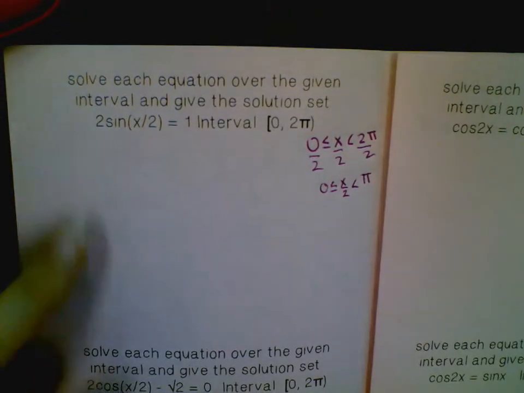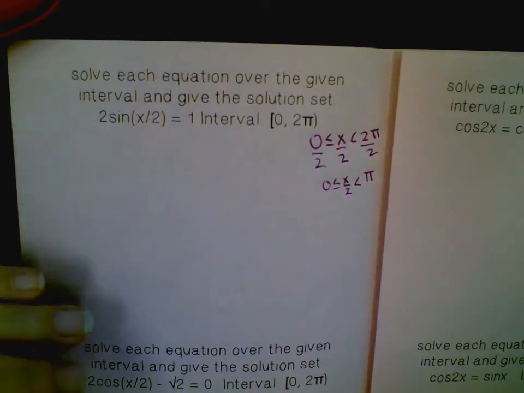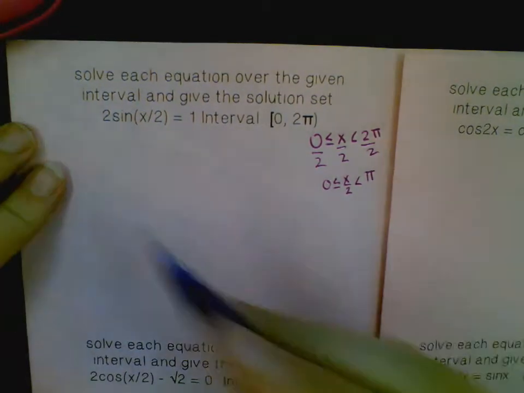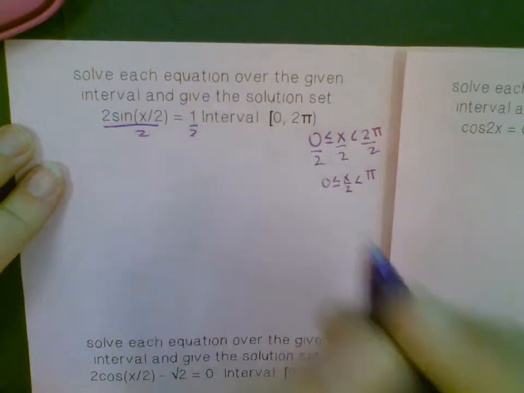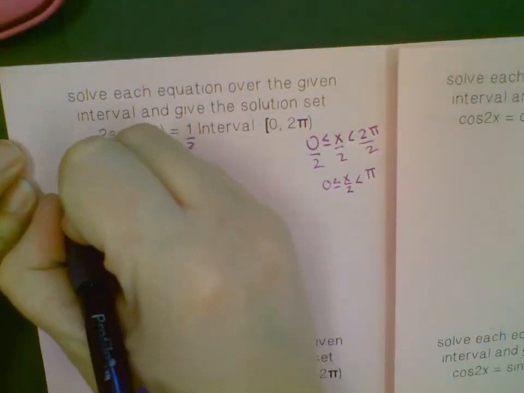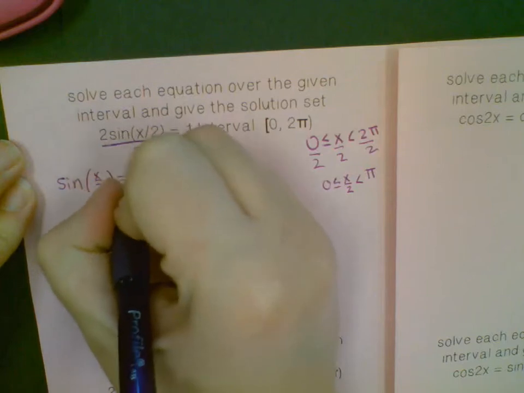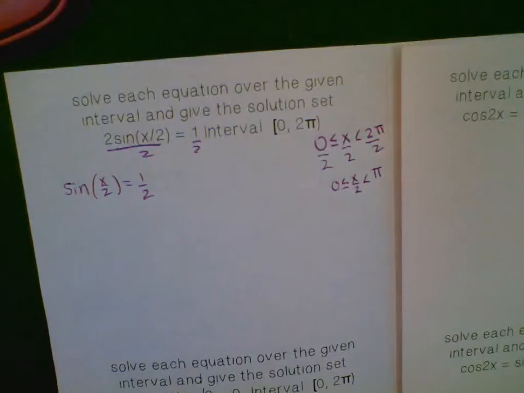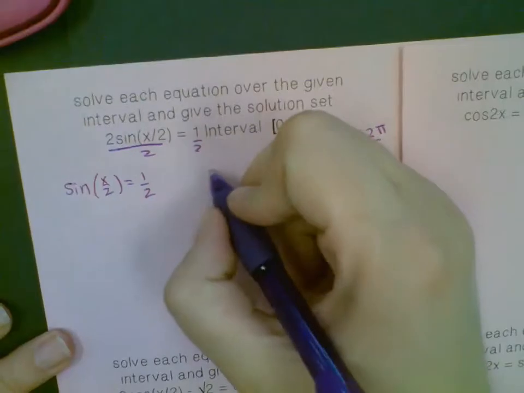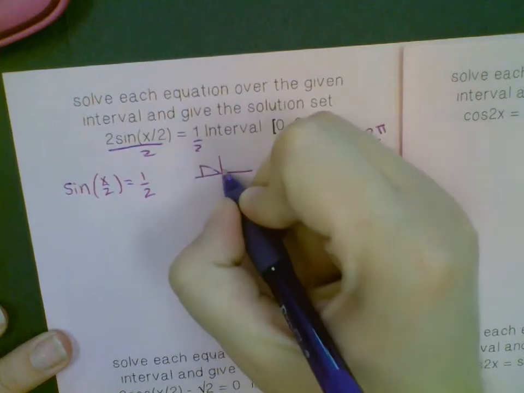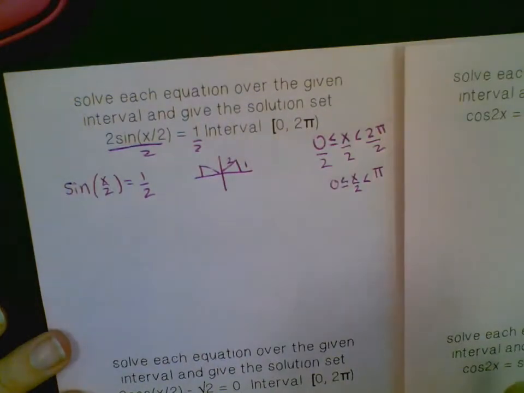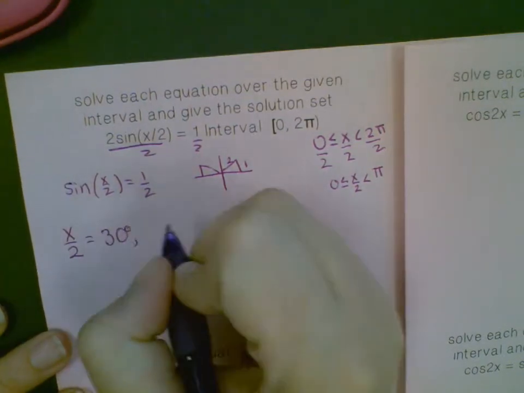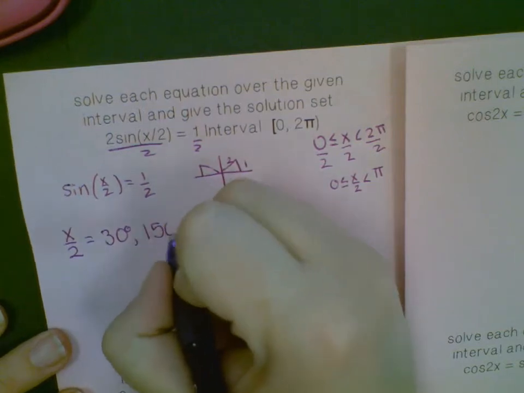Okay, so if you think about what we have, sine, that's not really cutting any answers out, but for cosine it would be. So let's solve it like what we did last class. We first divide by 2, and then we have that sine of x over 2 equals 1/2. Okay, so where does sine equal 1/2? Well, that's when we're in quadrant 1 and 2. So it has a reference angle of 30. So x over 2 equals 30 in quadrant 1 and 150 in quadrant 2.